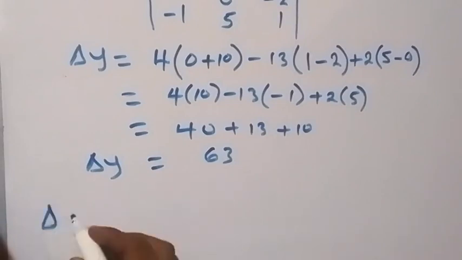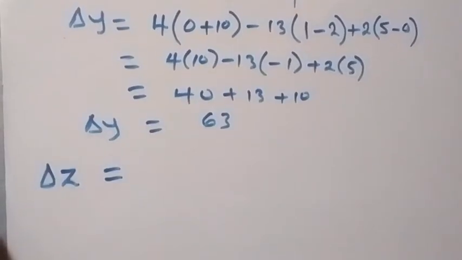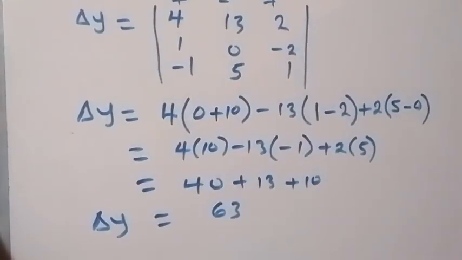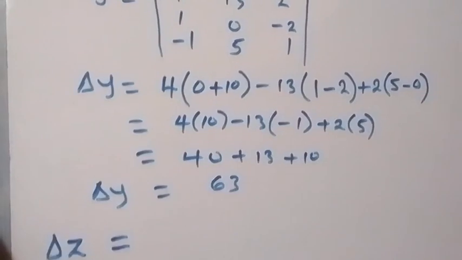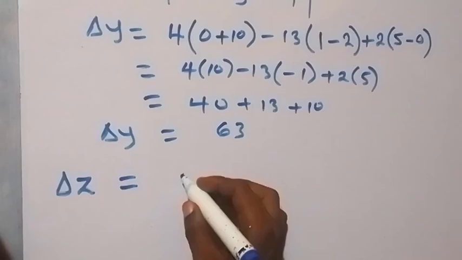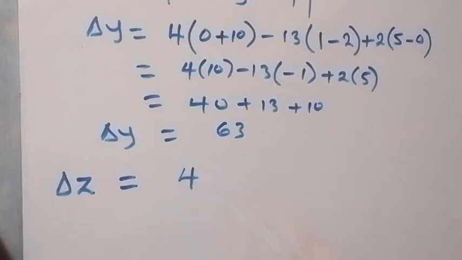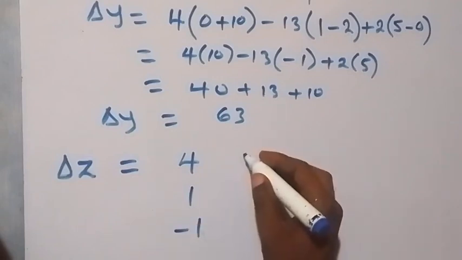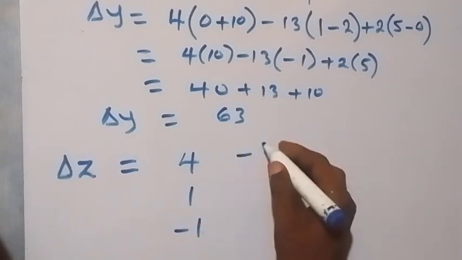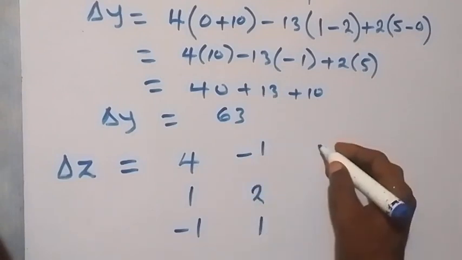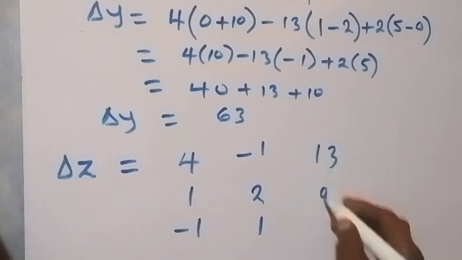let's find the determinant with respect to z, and from here we just replace this last column now. We write our normal matrix and we replace the last column. And from there, the determinant with respect to z now will be 4, 1, minus 1, that's the first column. Then the second column we have minus 1, 2, 1. Then the last column now will be the constant, which is 1305.